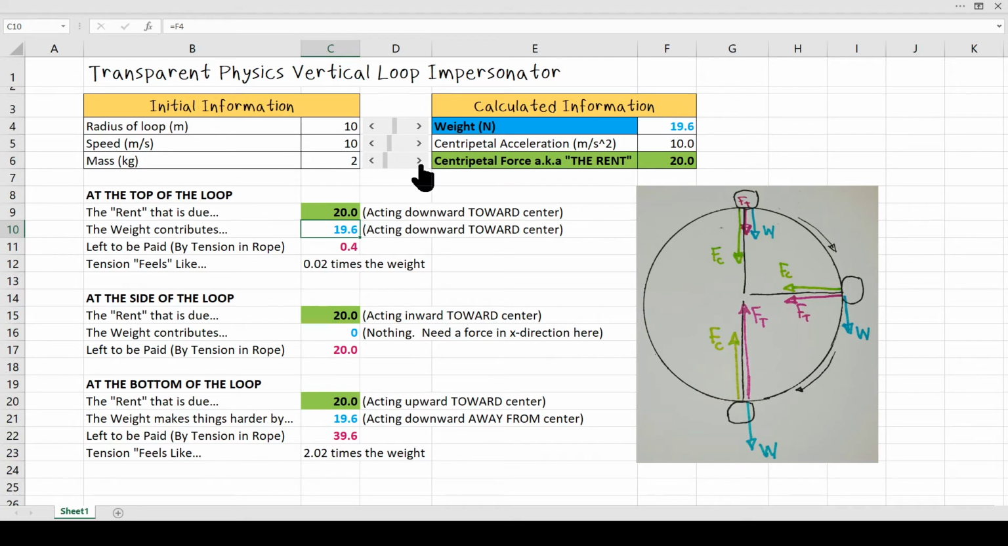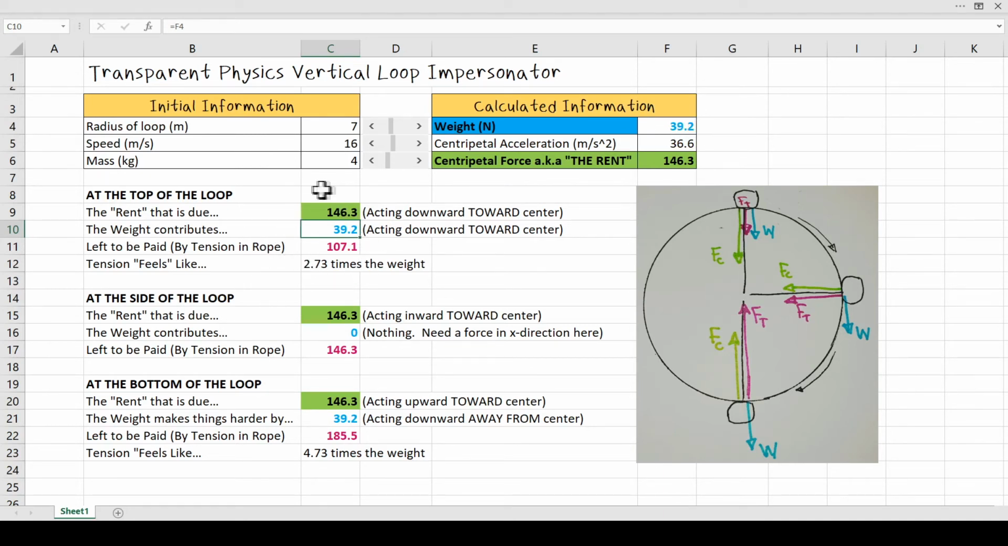We can make it harder or easier depending on how we want to do it. We can add to the mass, and let's say, for instance, that we make the radius a little bit tighter. That's going to make it harder to get around the circle, and let's increase the speed a little bit too. So we can end up with a situation here where now you need to pay 146 newtons to get around the circle. Now our weight is, say, 39 newtons.